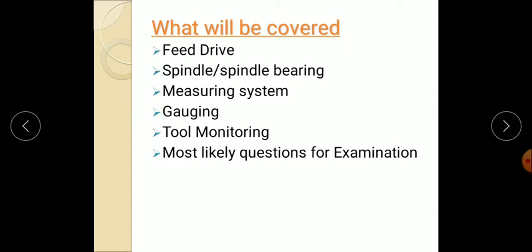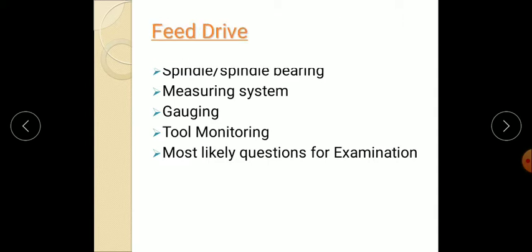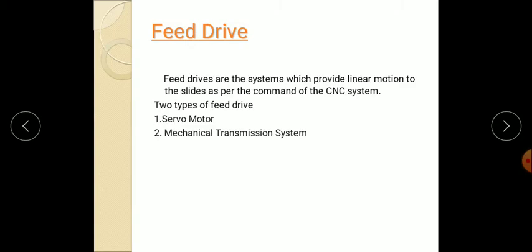So before starting the feed drive, let me tell you what is a drive in a CNC. CNC requires a wide range of spindle speeds and table movements in order to perform various operations. This drive controls motion of spindle slides as per the command. So in CNC, the drive plays an important role in order to control all the movements. So next comes the feed drive. Feed drives are the system which provide linear motion to the slides as per the command of a CNC system.